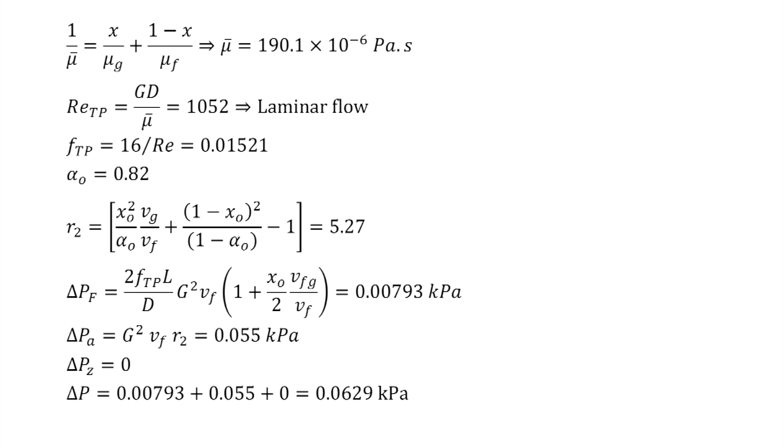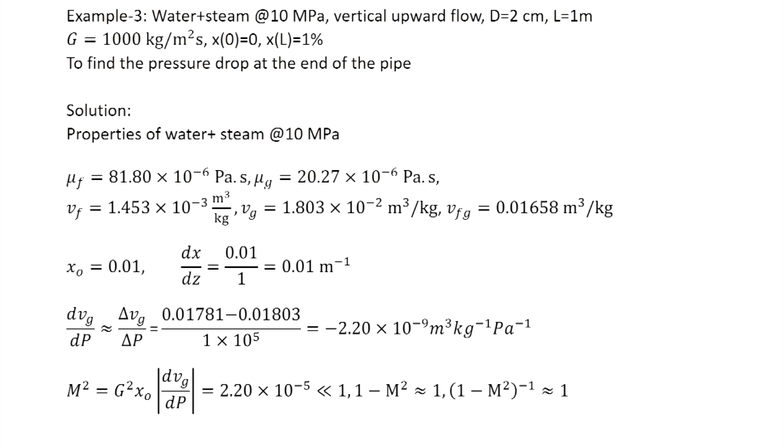and then we substitute the values and get delta P_f equal to 0.00793 kilopascal, delta P_a is equal to 0.055 kilopascal, delta P_z is equal to 0. So, by adding these pressure drops, we get the total pressure drop as 0.0629 kilopascal. Now, as before, we will skip example 2 because m square is not negligible, and then we have to do numerical integration by writing a code.